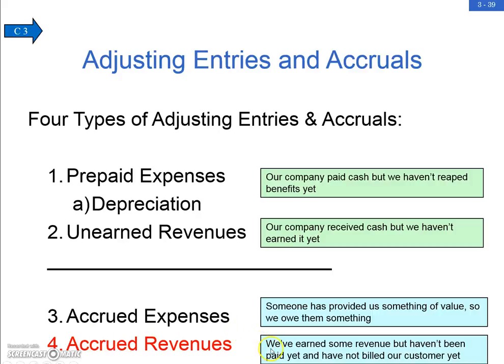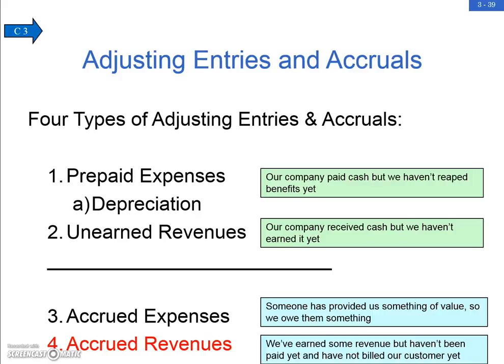And this is an instance where we've earned some sort of revenue, meaning we've done what we needed to do, but we haven't been paid yet, and we probably haven't billed our customer for it yet. Because if we billed them, we would see a bill, and we would know what to bill them.